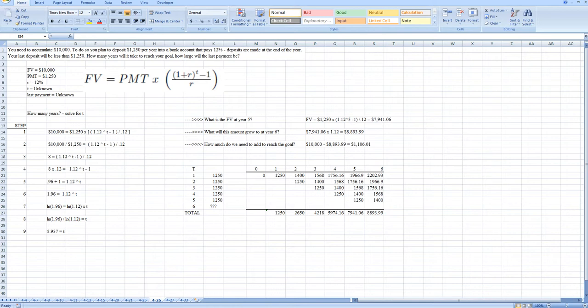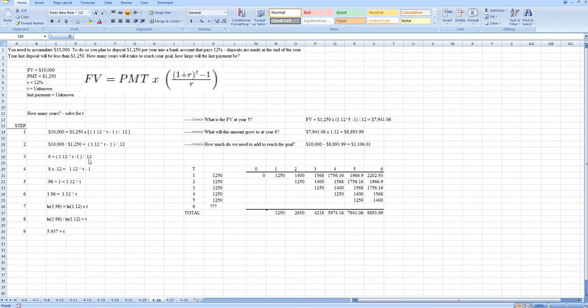So what we're identifying here is this. 10,000 is our future value, our payment is 1,250, and we'll just set this question up as the formula up here shows us. It's 1 plus R, so 1 plus 12% results in 1.12 to the power of T, then subtract 1, divided by the rate of 12%. We simplify by moving the payment over to the left-hand side, and now we have 8 is equal to 1.12 to the power of T minus 1 divided by 0.12.